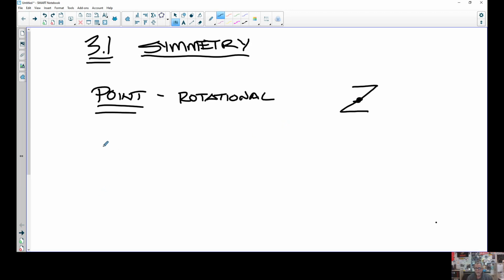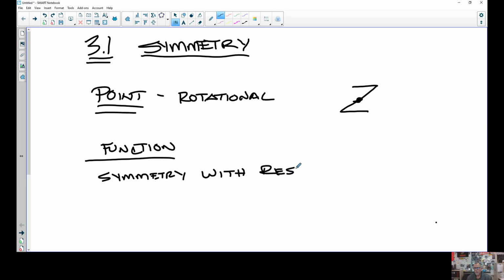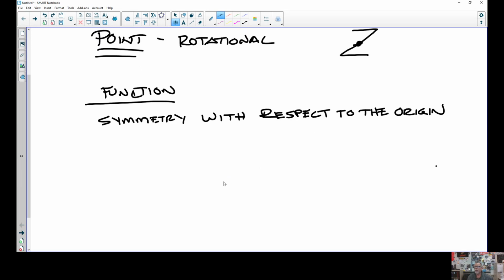Now, in terms of functions, the type of point symmetry that we're interested in is symmetry with respect to the origin. Our point that we're talking about with point symmetry is the origin, that point (0, 0). So we're going to look at functions that have symmetry with respect to the origin. That's going to be key for us, is we want to know what kind of function does that.